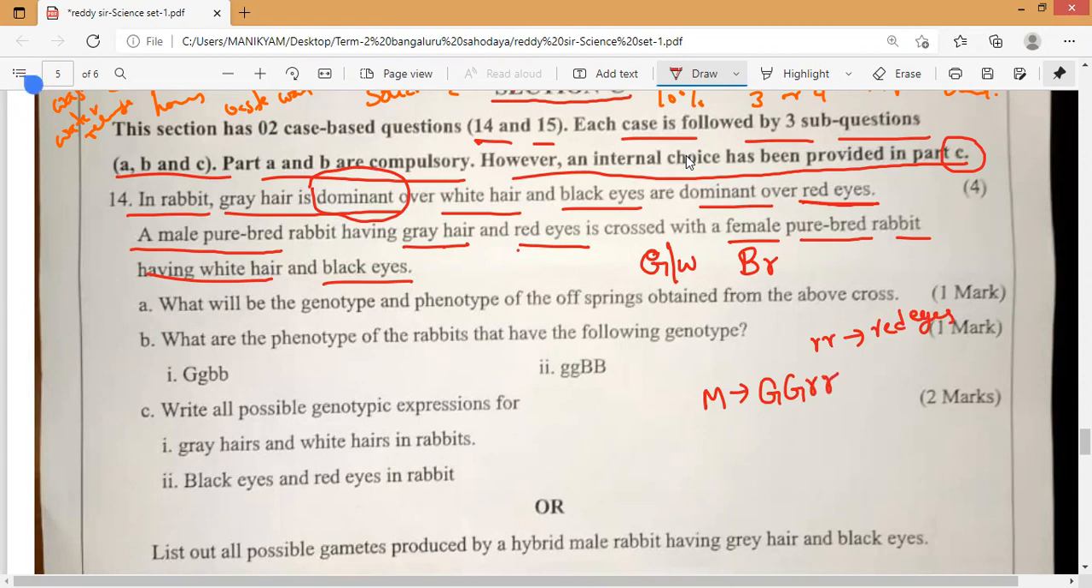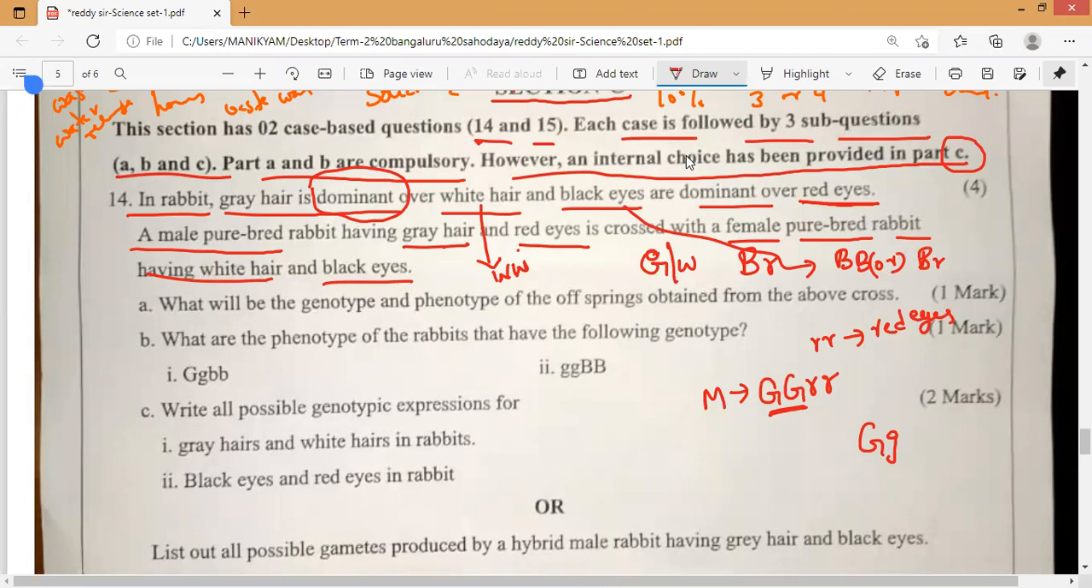Or else for gray hair, two possibilities are there: capital G, small g also gray hair. Yes or no? Either capital GG or capital G small g. Now, what are the white hair possibilities? White hair possibility is only one thing: small w, small w. Clear, guys? Black eyes possibilities, tell me. Capital B, or we can say capital B, and red eyes is small r. So capital B, small r. Yes or no? Will you accept it or not?